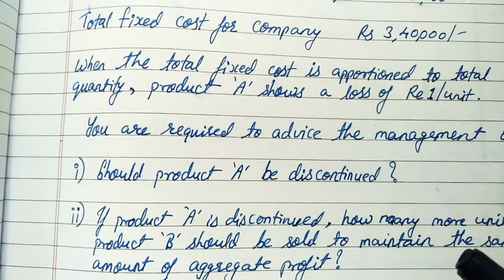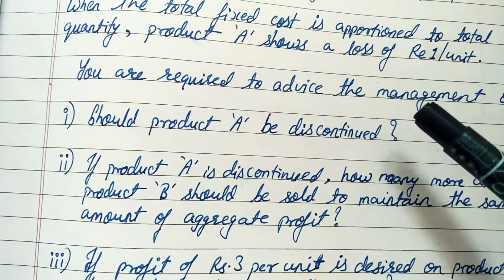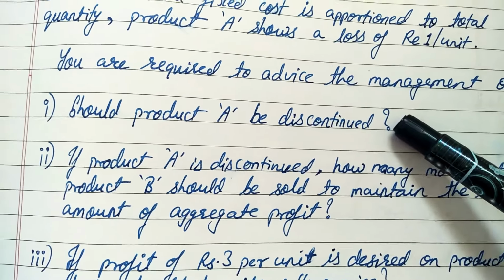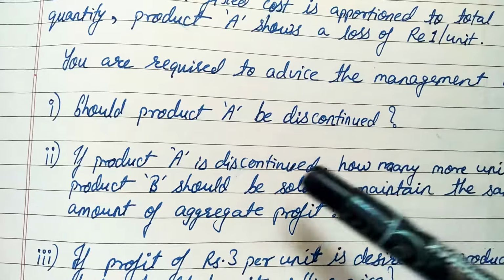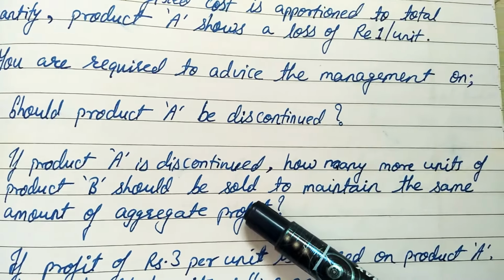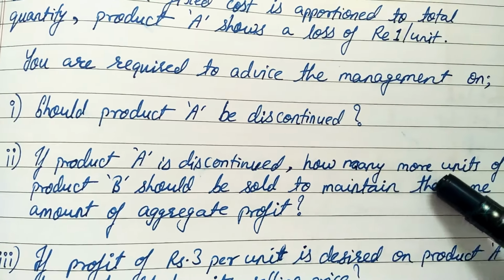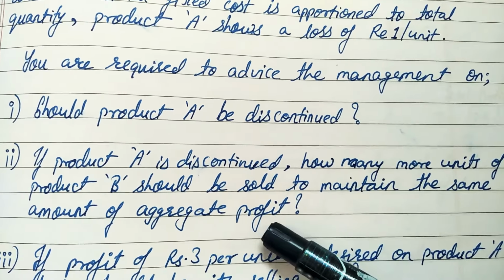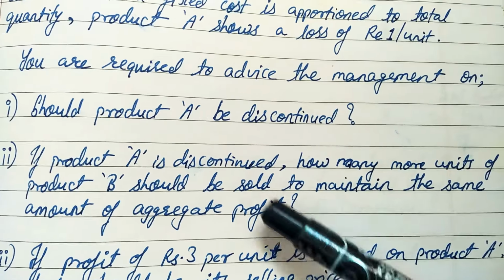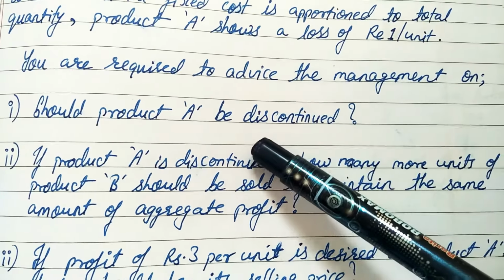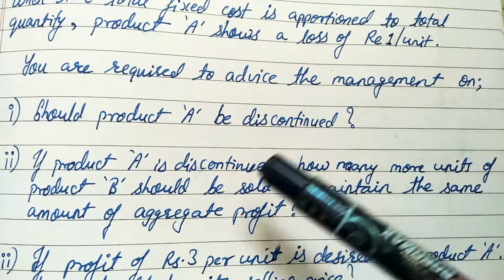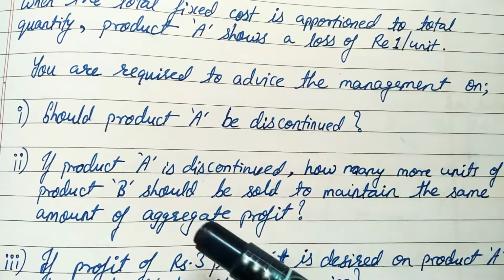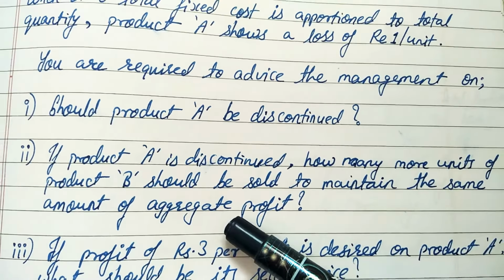So you are required to advise the management on, should product A be discontinued or should it be continued? Number 1. Shall they stop producing A is the first question. Second, if product A is discontinued, how many more units of product B should be sold to maintain the same amount of aggregate profit? What is asked? If they take a decision to close product A, how many more units of B will have to be produced and sold so as to maintain the same amount of aggregate profit?